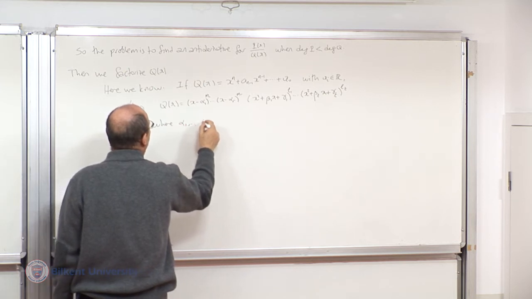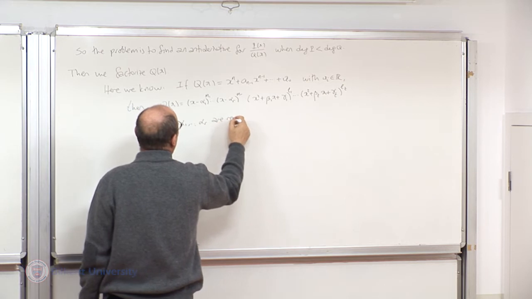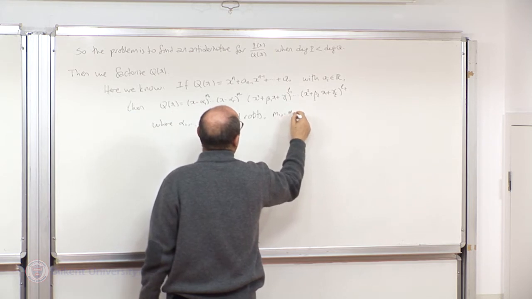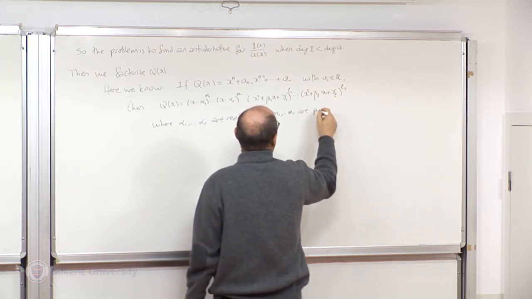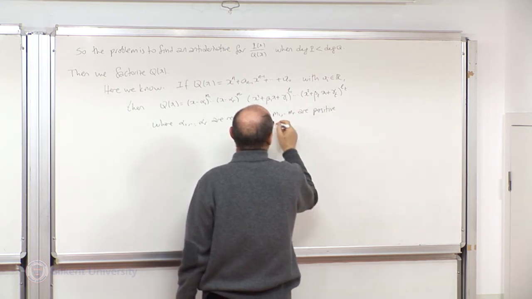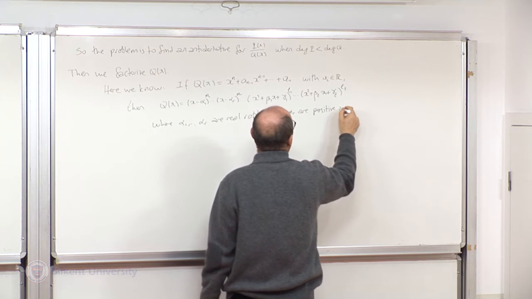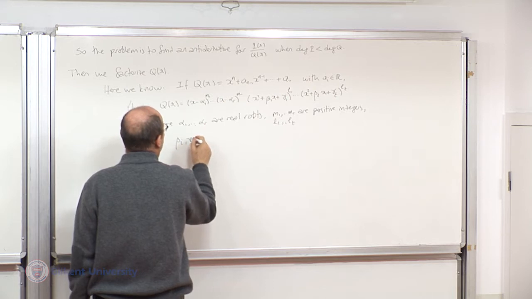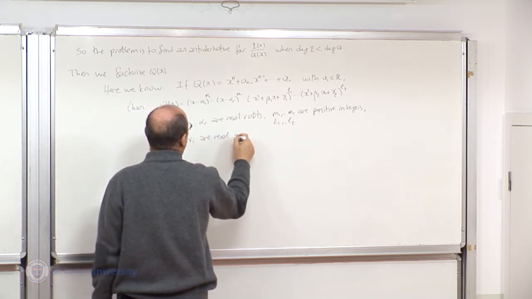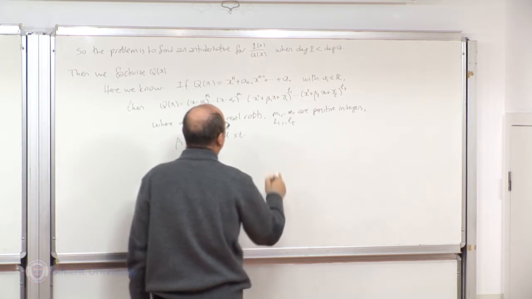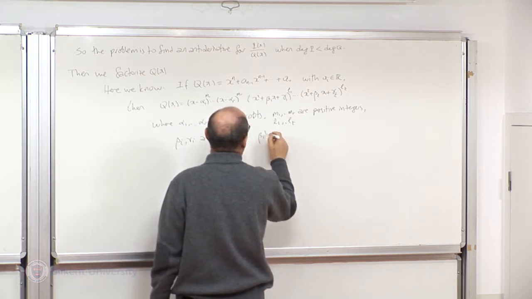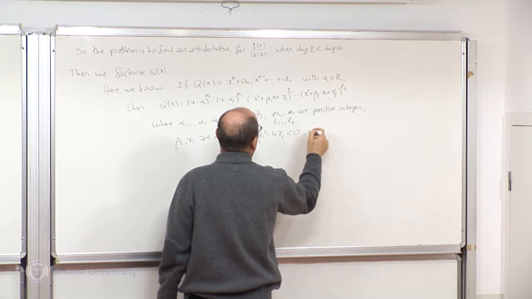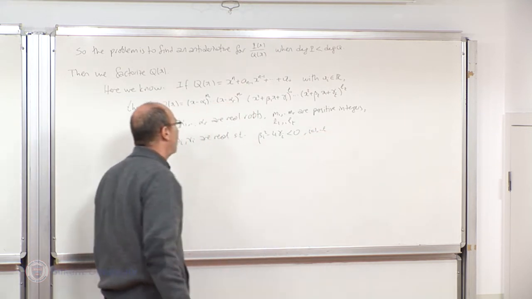Here alpha 1 to alpha r are real roots, m1 to mr are positive integers, and also L1 to Lt are positive integers. And beta i, gamma i are real such that the discriminant must be negative. So what's the discriminant? Beta i squared minus 4 gamma i is negative for i equals 1 to t.